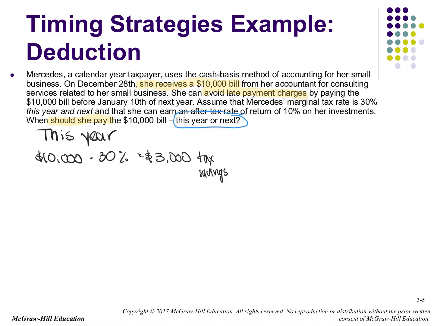Our after-tax cost of this $10,000 bill equals $10,000, the amount of the bill originally, minus our $3,000 in tax savings. And that gets us $7,000 in our after-tax cost.